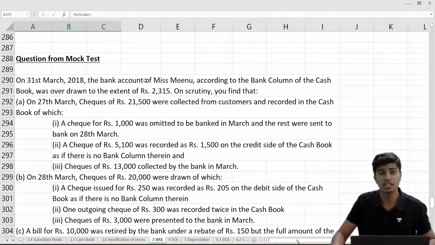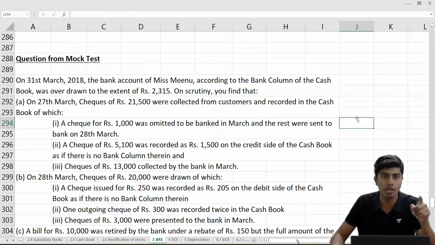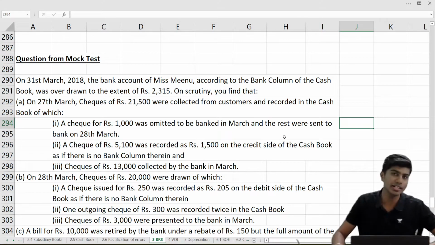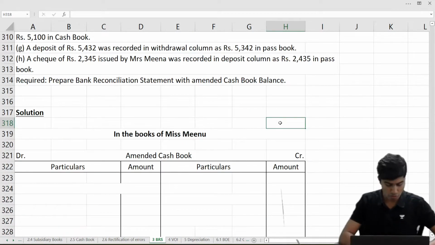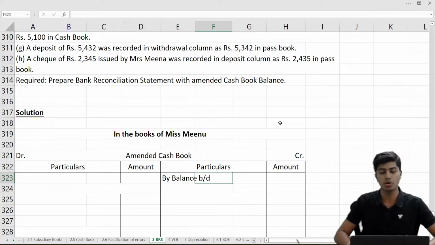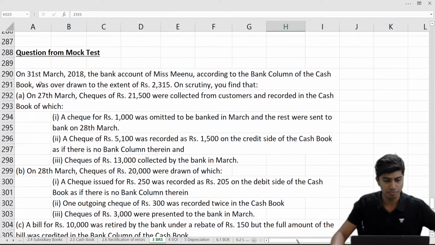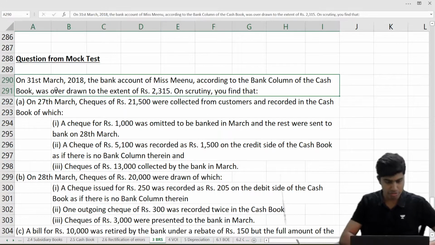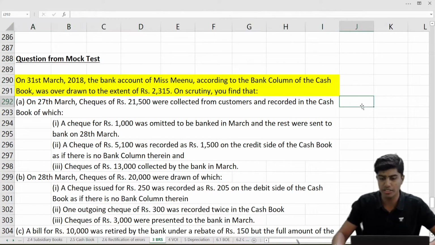Let's start with our amended cash book. In our amended cash book, we'll be starting with a balance of 2315. That is the overdraft balance. Because it is an overdraft balance, the opening balance will come on the credit side. So on the credit side in the amended cash book, in the books of Meenu, I would write here by balance brought down 2315. So by this, we are done with this part of the question. Whichever part of the question I'm done with, I am marking it yellow so that you would understand that this part of the answer is done.